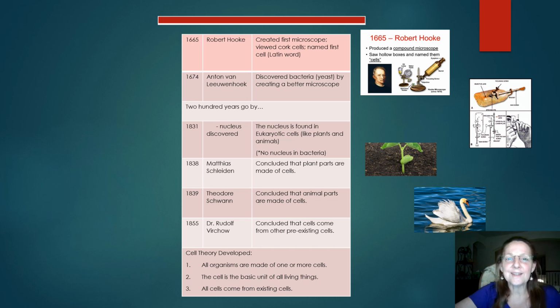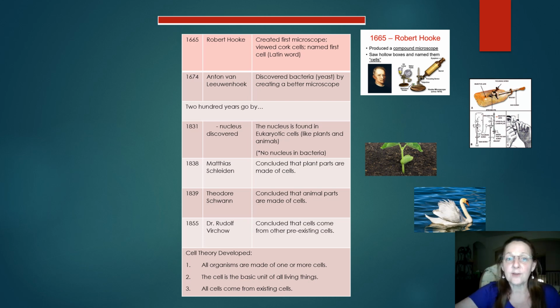And here's your scientist review. Robert Hooke created the first microscope. This is a picture of him right here. He viewed cork cells, and he named the first cell, which means tiny rooms. It comes from Latin. And this is what his microscope looked like.